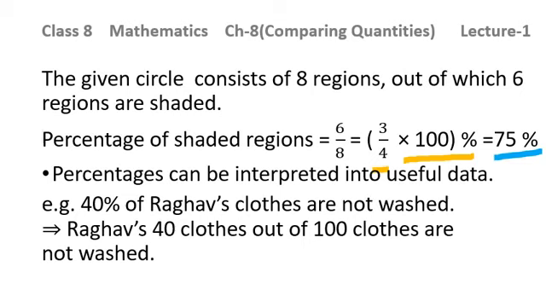As we know, the word percent means per 100 or out of 100. So Raghav's 40 clothes out of 100 clothes are not washed. This is the meaning of the statement: 40% of Raghav's clothes are not washed.